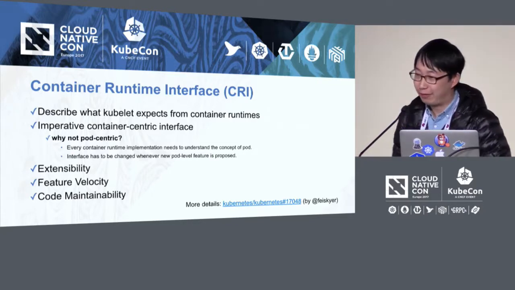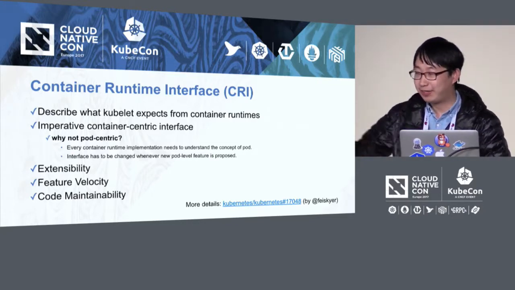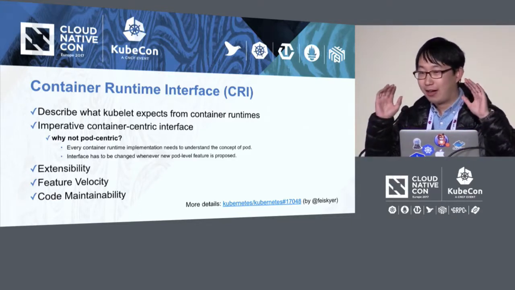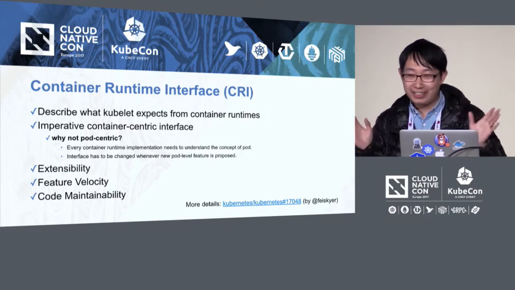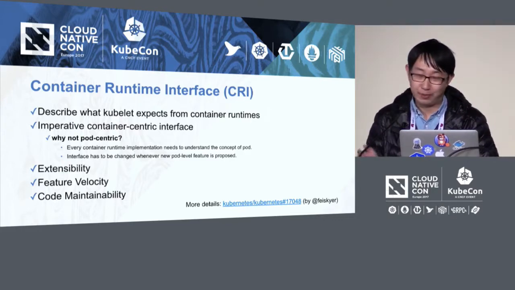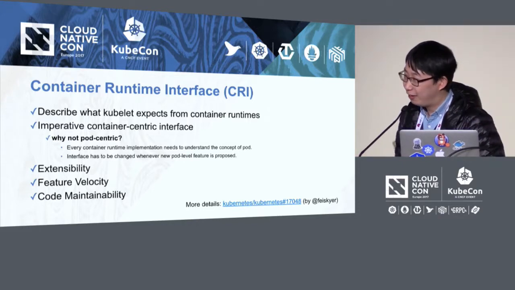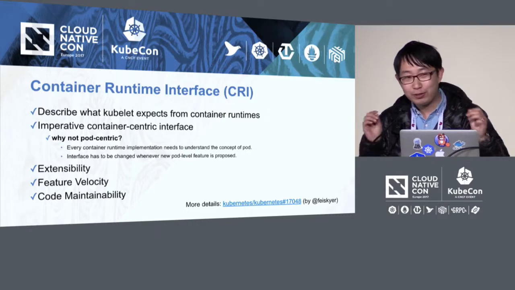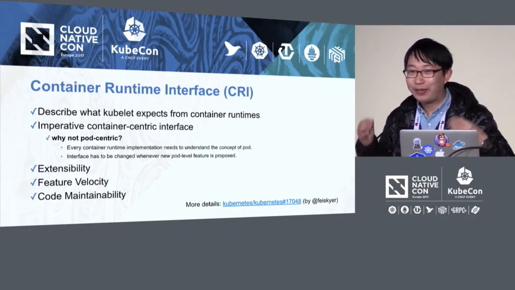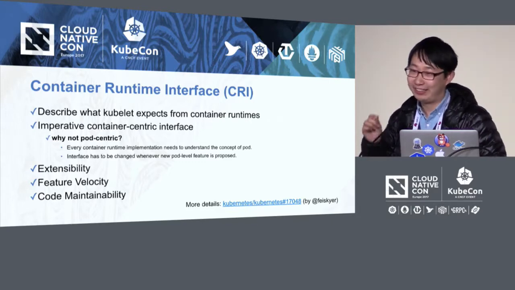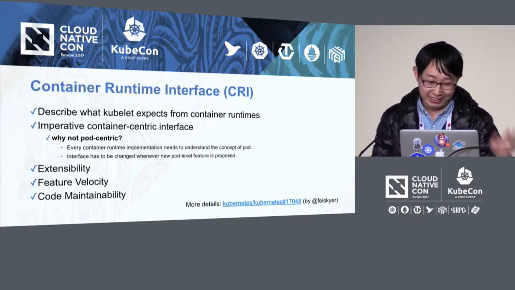So the benefits are very straightforward. There is extensibility, and of course, we can have feature velocity because now, for example, developers in Hyper, in Rocket, can focus on their own implementation and not care too much about things in Kubernetes. And the most important thing is that there will be code maintainability, so we don't have to use that volatile internal interface anymore. And I need to say that kind of thing really tortured everybody in SIG Node for a long time, so we don't need that anymore.